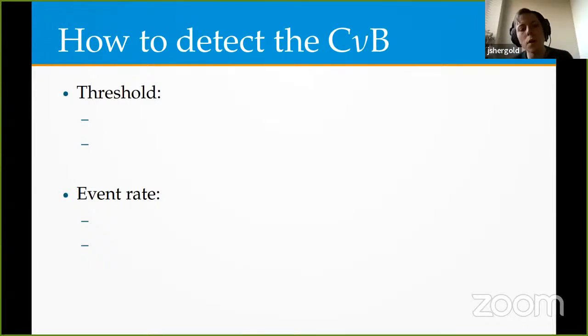And this is made even worse by relic neutrinos because of how cold they are, right? I already said these things are non-relativistic. These event rates are even smaller for relic neutrinos than they are for other higher energy neutrinos. So how do we get past these issues?